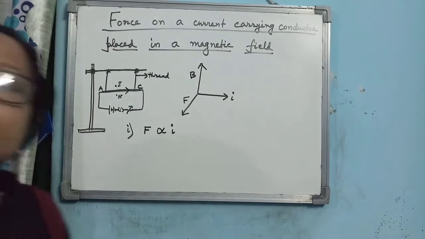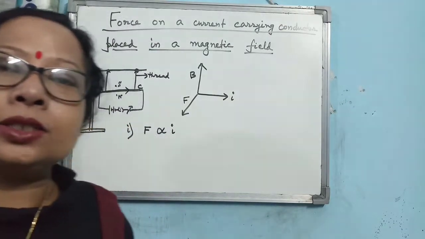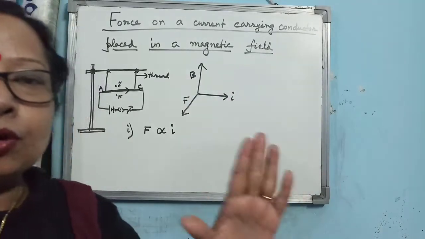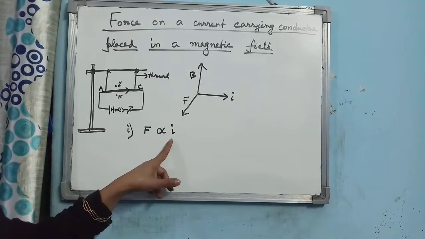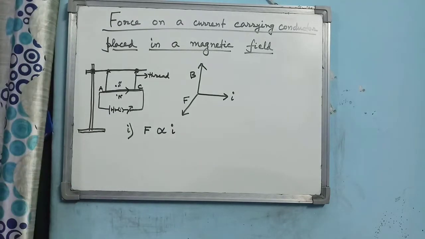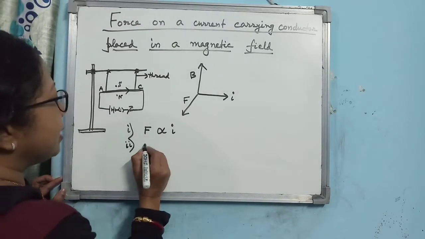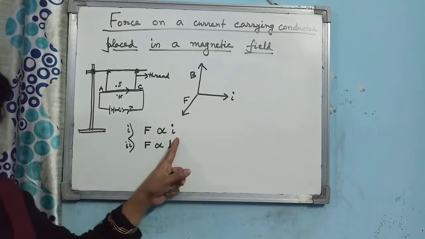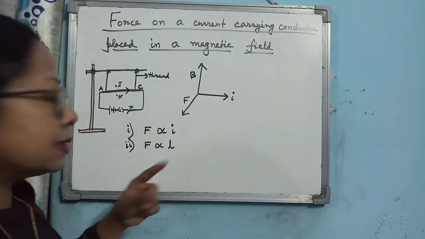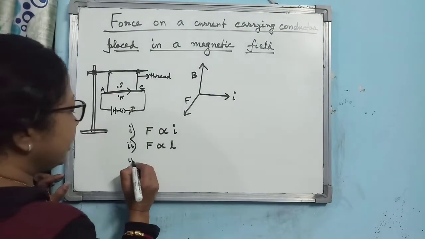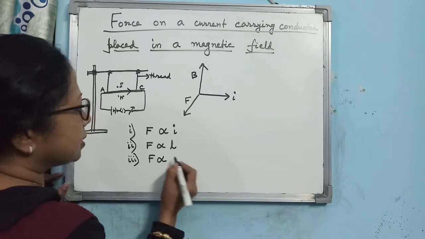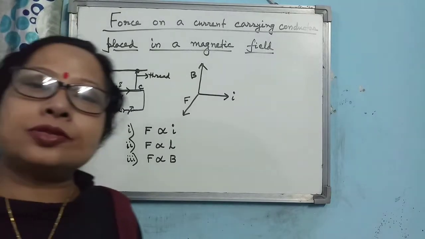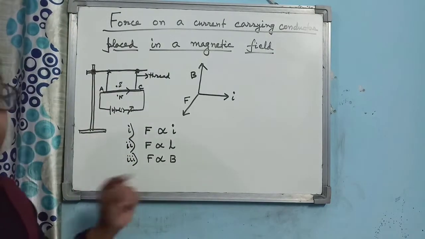Now, it has been found experimentally that the force experienced by the conductor is directly proportional to the current. If you increase the current, it will experience more force and move towards you by a greater amount, and if you decrease the current, the force experienced will be less. It is also proportional to the length of the conductor, where I is the current passing through the conductor and L is its length. Then force is directly proportional to the strength of the magnetic field.